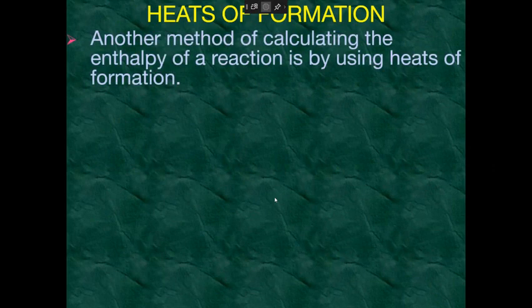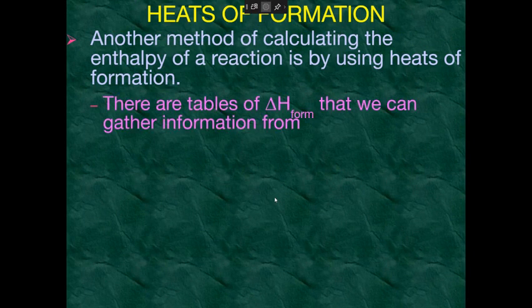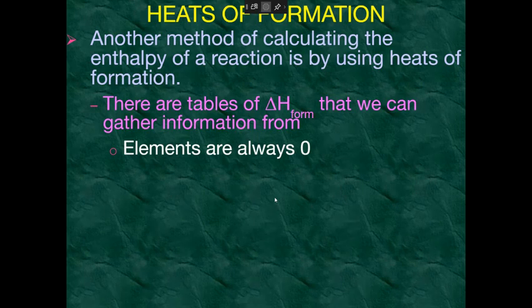So let's first start with heats of formation. This is pretty straightforward. There's tables that you can gather information from, but elements are always zero. And let's talk about this. When an element is in its standard state, that's how it likes to occur. That's how it likes to exist. That's the way it's going to hang around. So when you look up the enthalpy of formation of O2 gas, it's going to be zero because that's the way it likes to occur. You look up the enthalpy of formation of calcium solid, it's going to be zero.